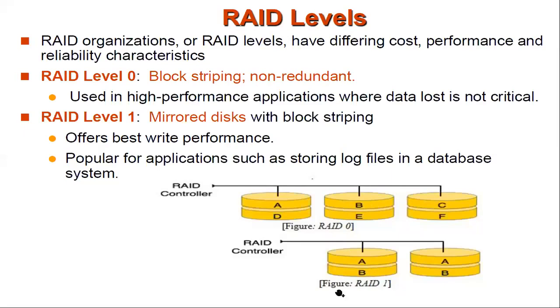You can see this example diagram here. You have the A and A, B and B. That means whatever content is available in disk A is repeated or created as a mirror type of disk. Okay, so you have the exact content of your A disk in one more disk. Similarly, whatever content is available in this particular disk is exactly repeated in the other disk also, right? So again, it uses the block striping, right?